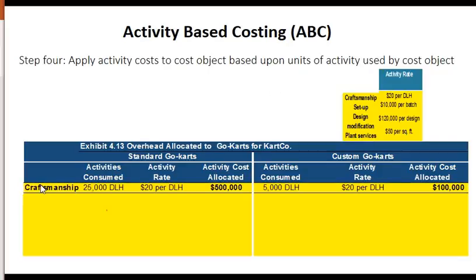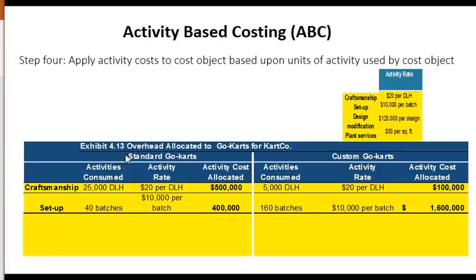Under craftsmanship, standard go-karts we estimate to consume 25,000 direct labor hours. The activity rate is $20 per direct labor hour, so the activity cost allocated to standard go-karts is $500,000. In the case of custom go-karts, it's going to be 5,000 direct labor hours, again at $20 per direct labor hour. That's our cost driver rate, so our activity cost allocated to custom go-karts is $100,000 of overhead activity.